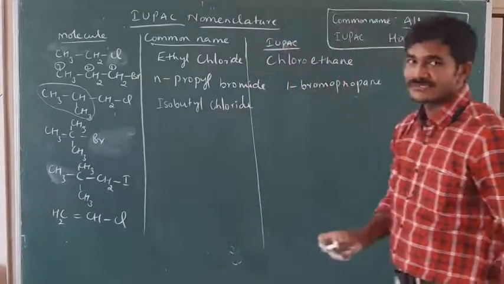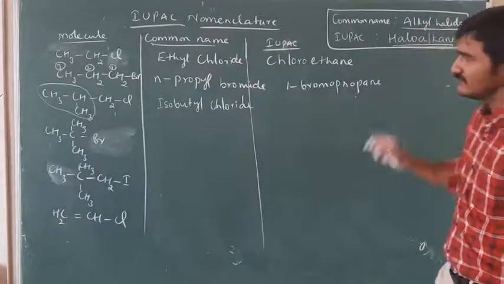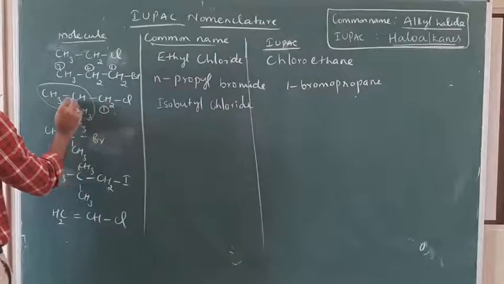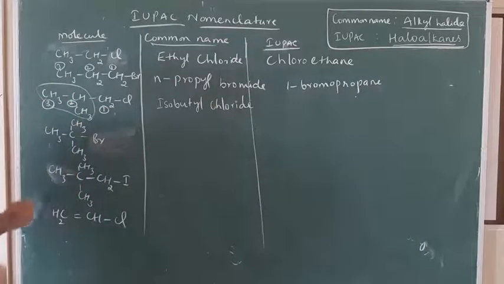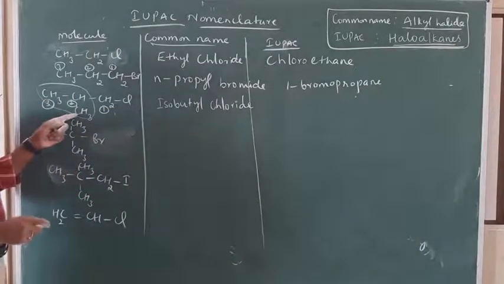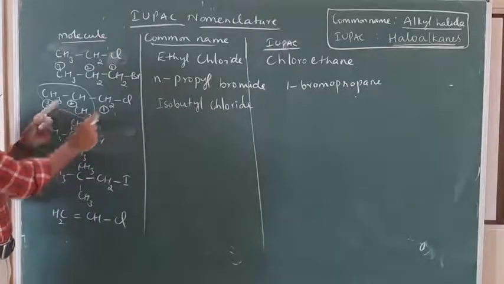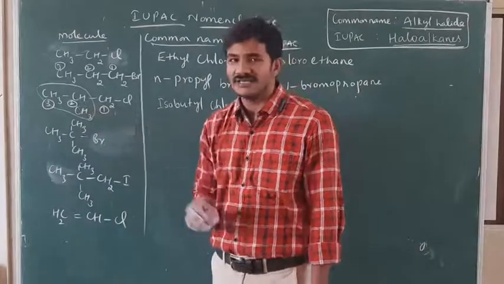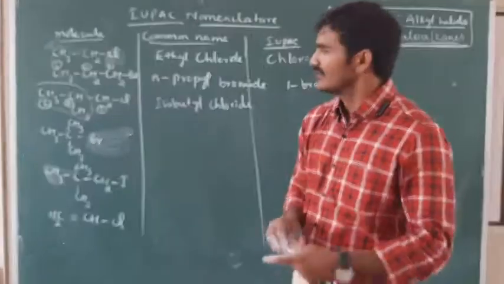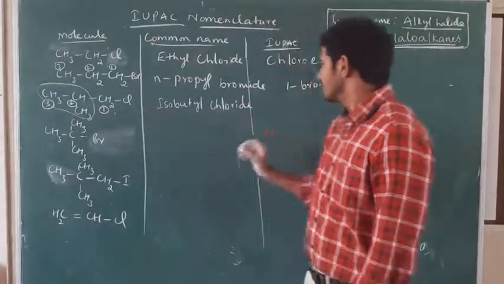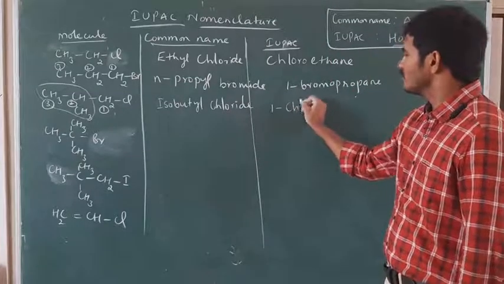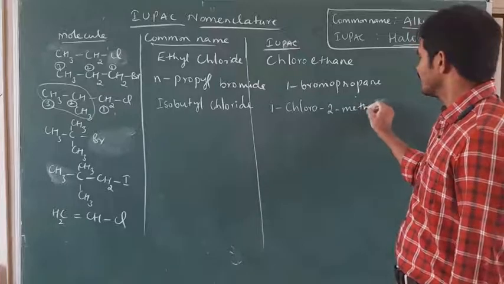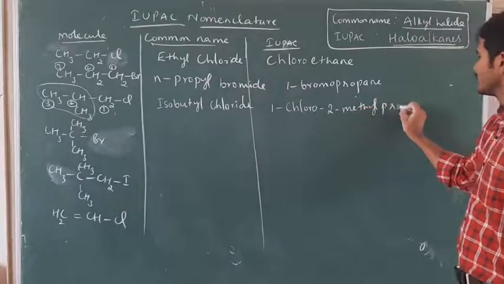Isobutyl chloride. In the IUPAC name of a haloalkane, numbering starts from the halogen attached carbon. 1, 2, 3. We have a substituent here, methyl. While writing the name, we follow alphabetical order. Chlorine starts with C. Methyl starts with M. Which comes first? C. So chlorine, which position do we have? 1 position. So 1-chloro, 2-methyl, propane.